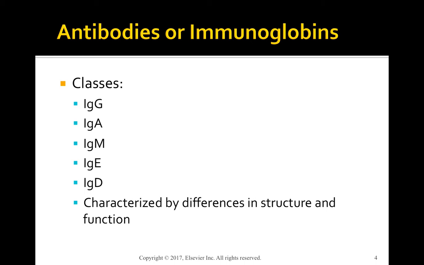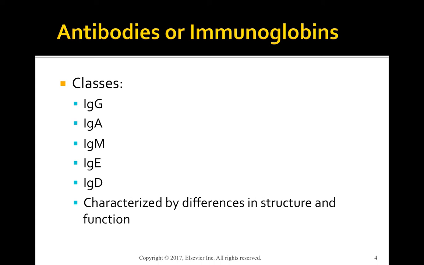IgG is the biggest and the major antibacterial and antiviral antibody in the body. It is transferred across the placental connection, and you have large amounts of this type of antibody in your body. 80 to 85% of the plasma antibodies are IgG.